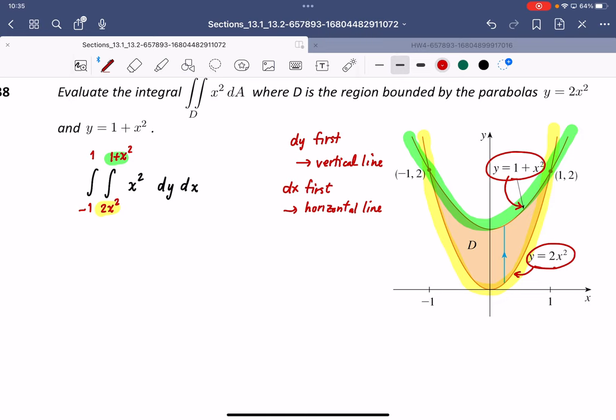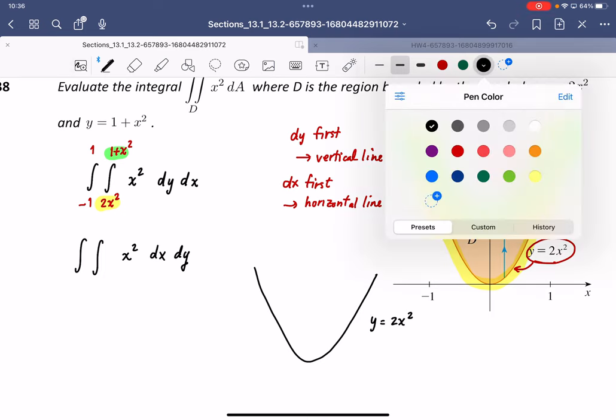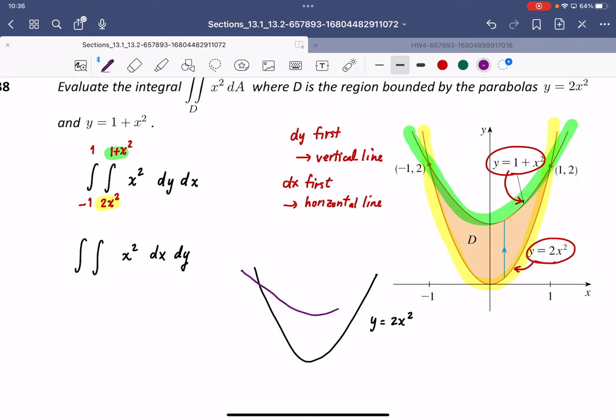Instead of doing the x dy, what if you want to do dy dx? Instead of doing the dy dx, what if you want to switch the order of integration? And if I ask you to do the x dy, this is going to be super terrible. Because if you do the x dy, you can see that you do the cut here, the cut here, the cut here, and the picture is going to be super hard now because you have this y equal to 2x squared, the black one, and then you have the purple one, which is this y equal to 1 plus x squared.